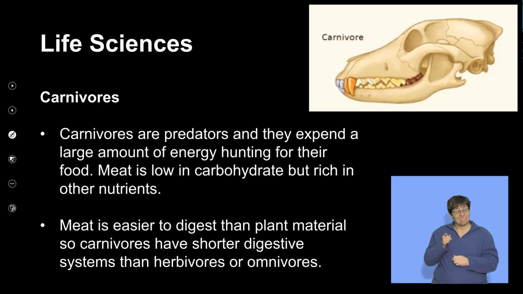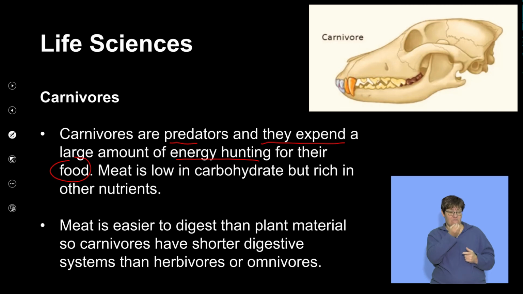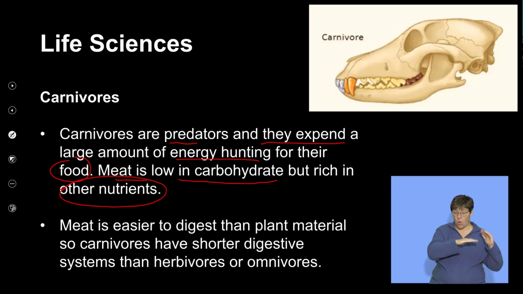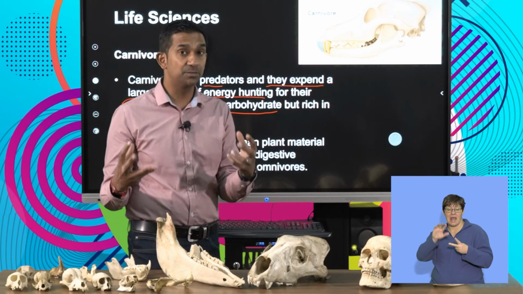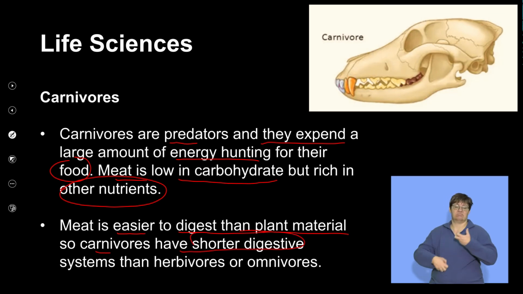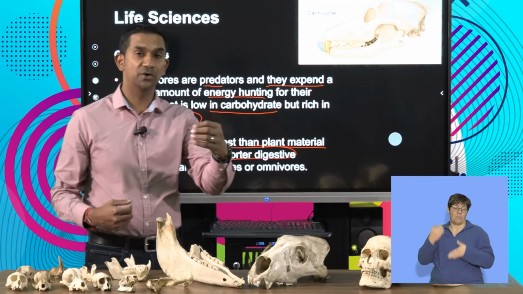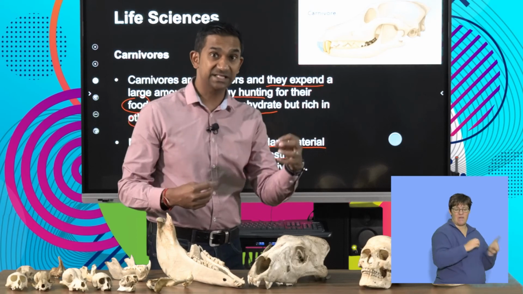Right, carnivores are predators, and they expend a lot of energy in hunting, and hence, in order for them to be able to access food, they must be able to feed off larger prey. Meat is low in carbohydrates but rich in other nutrients, such as amino acids and protein, and that is essentially important for the energy requirements. Meat is easier to digest than plant material, and you'll find that carnivores have a much shorter digestive system compared to herbivores, which have an elongated digestive system for a much longer process for digesting plant material and accessing the nutrients.